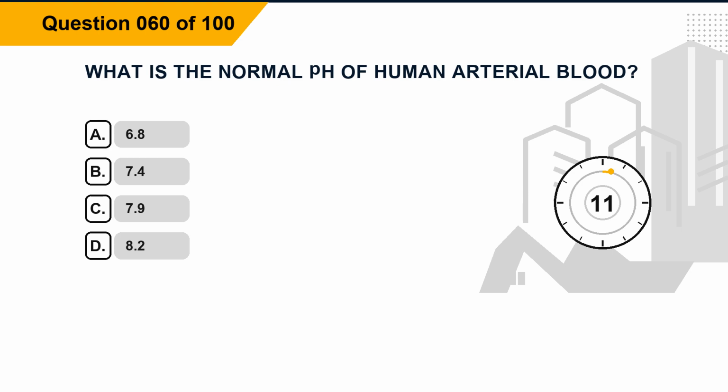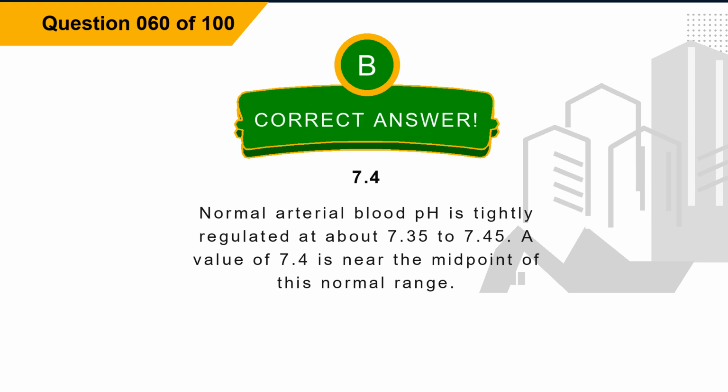Question 60. What is the normal pH of human arterial blood? Option A. 6.8. Option B. 7.4. Option C. 7.9. Option D. 8.2. The correct answer is option B. 7.4. Explanation. Normal arterial blood pH is tightly regulated at about 7.35 to 7.45. A value of 7.4 is near the midpoint of this normal range.